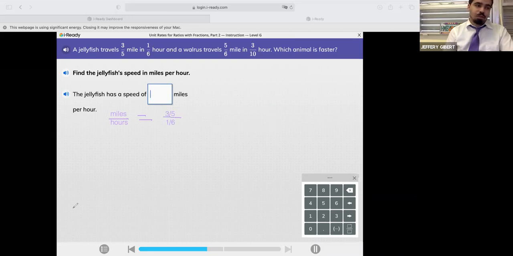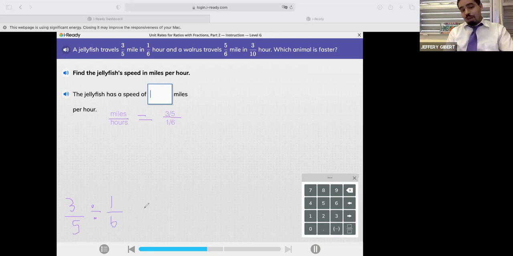By dividing. All right. So what's the division problem? 3/5 divided by 1/6. I mean, 3/5 over, all right, it's going to be 1/6.